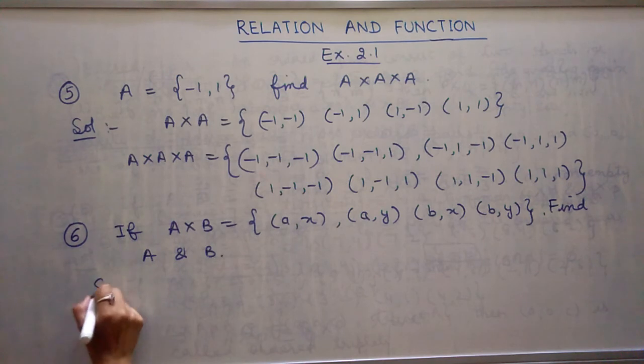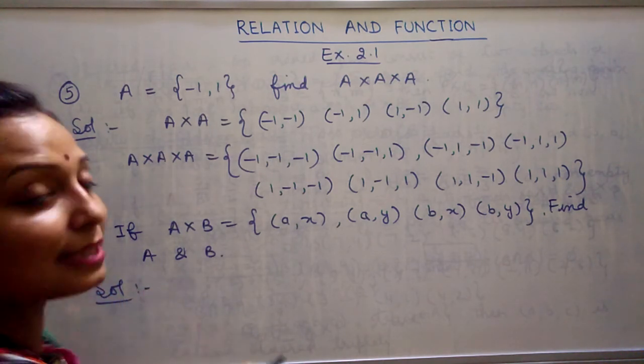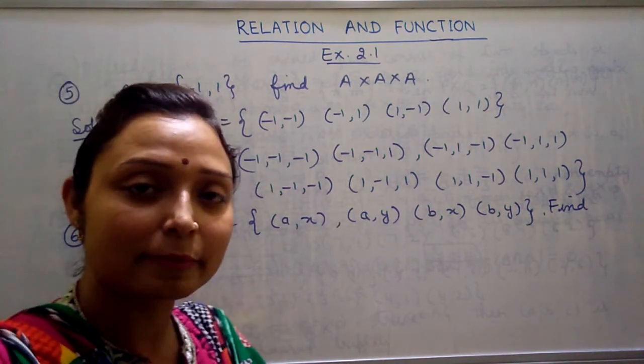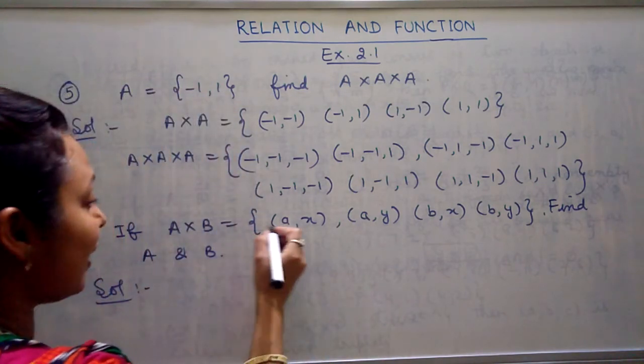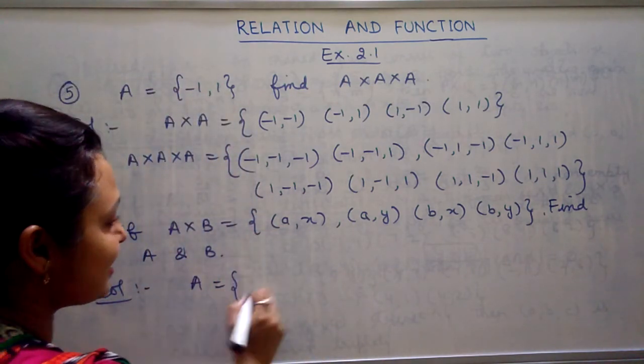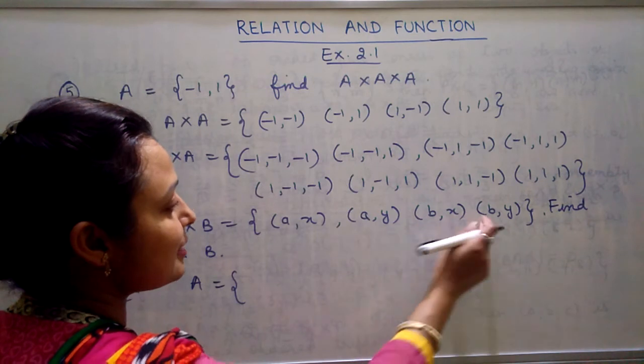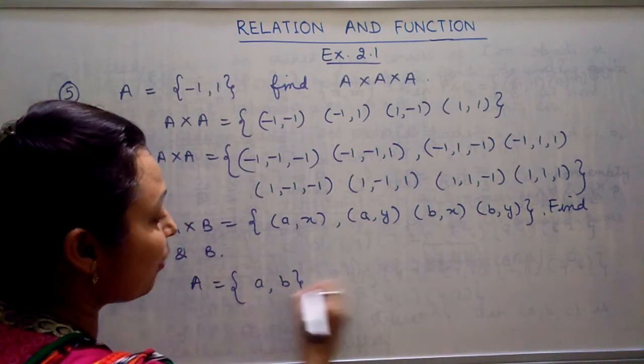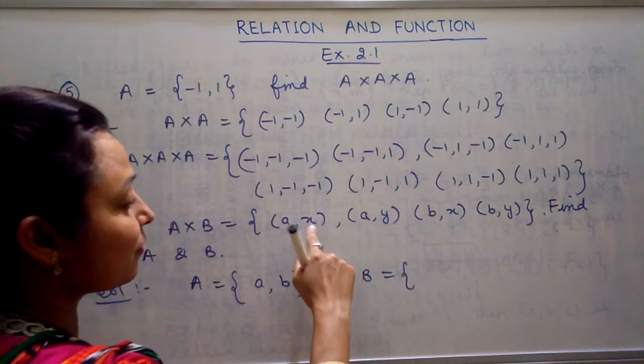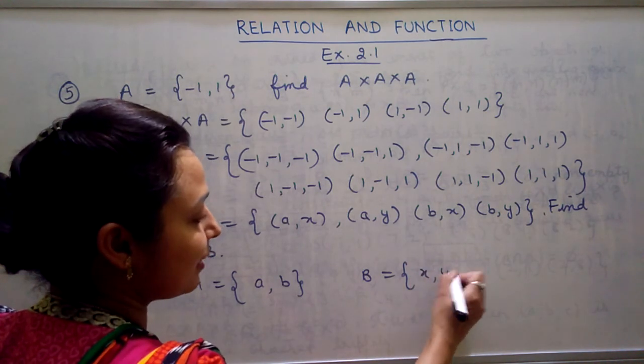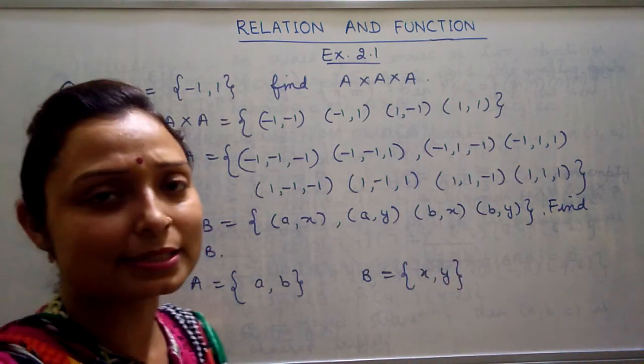The question is very simple. The first elements are from one set and the second elements are from the second set. So you have to take A as the first set, that is {a, b}. Now B is the second set, the elements of the second set, that is {x, y}. So this is a very simple exercise.